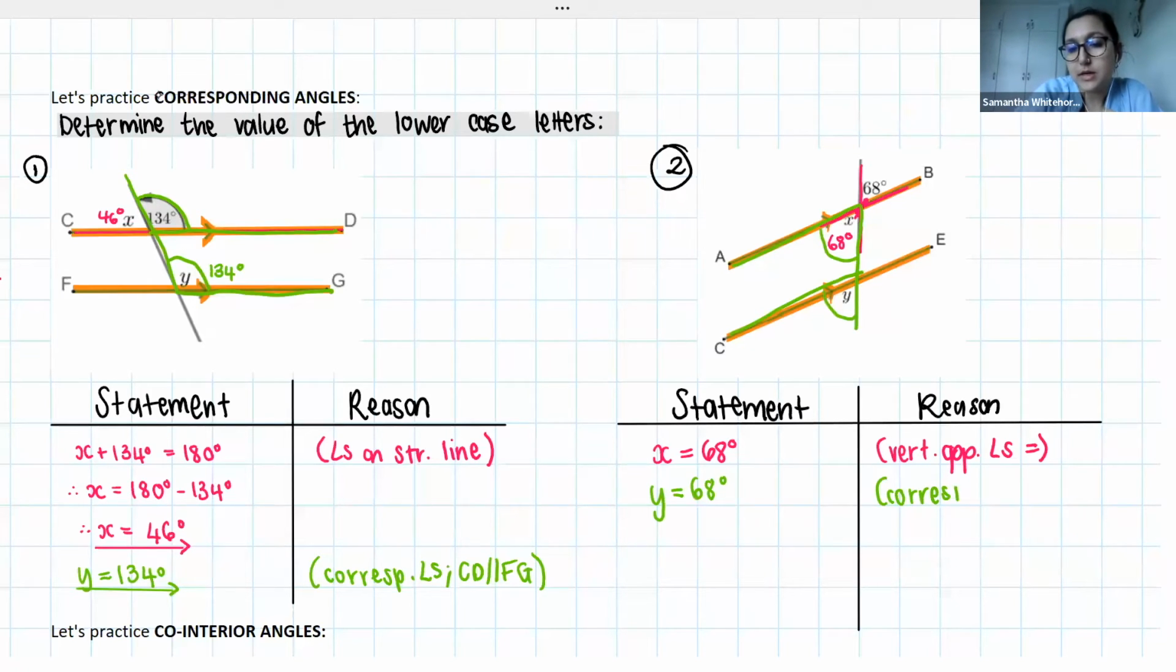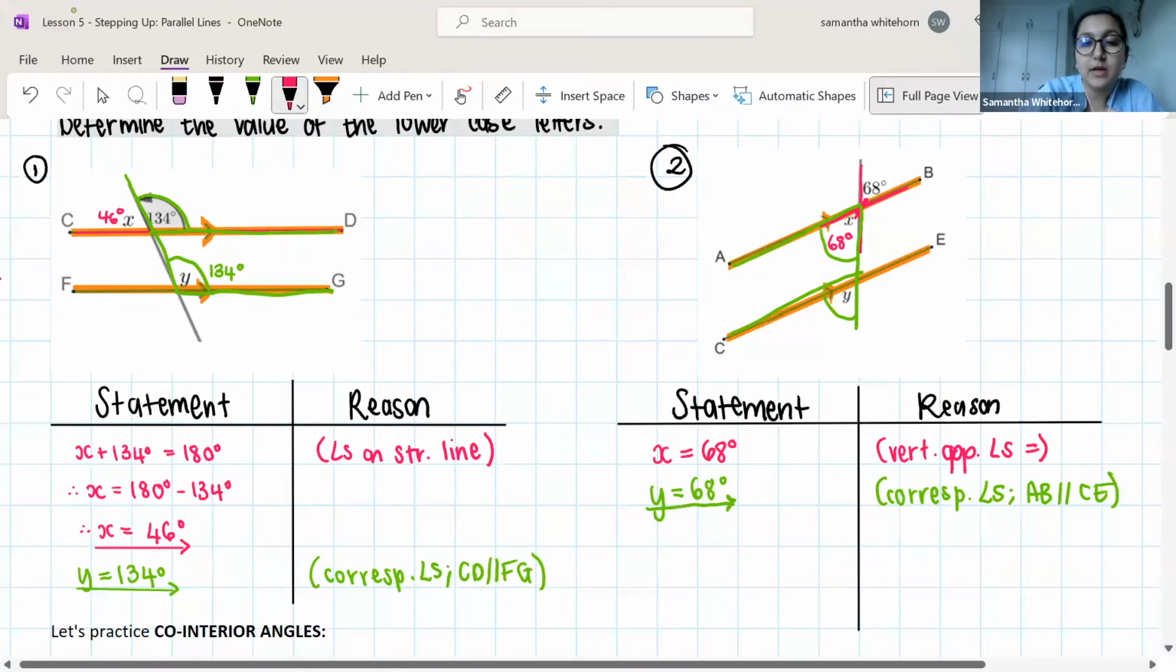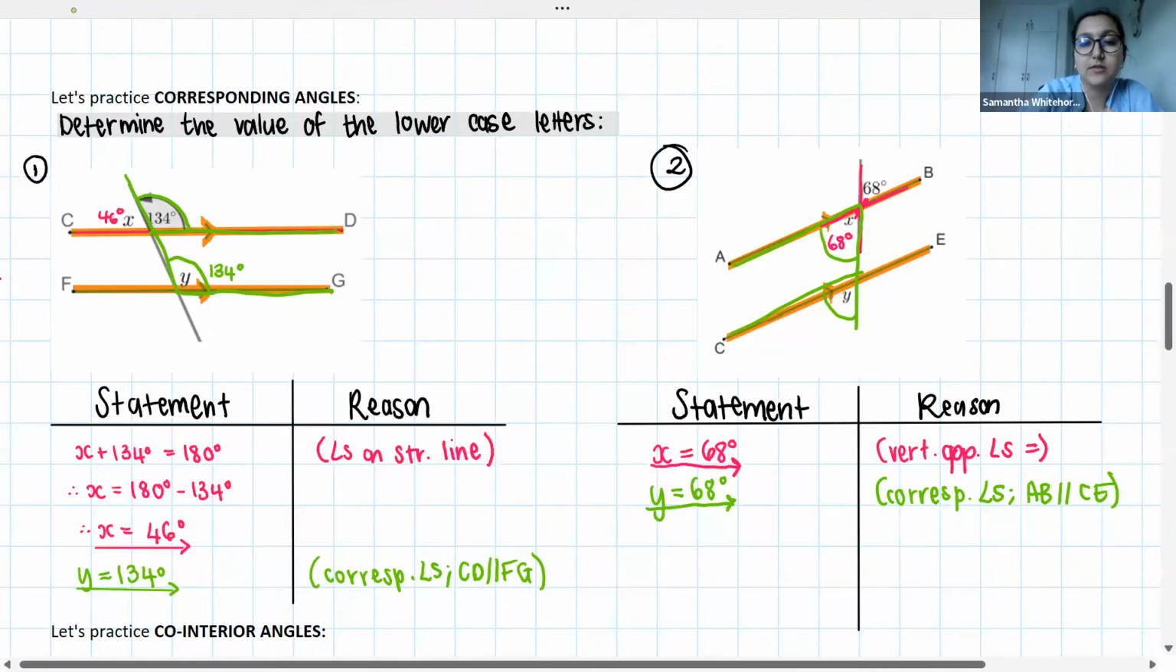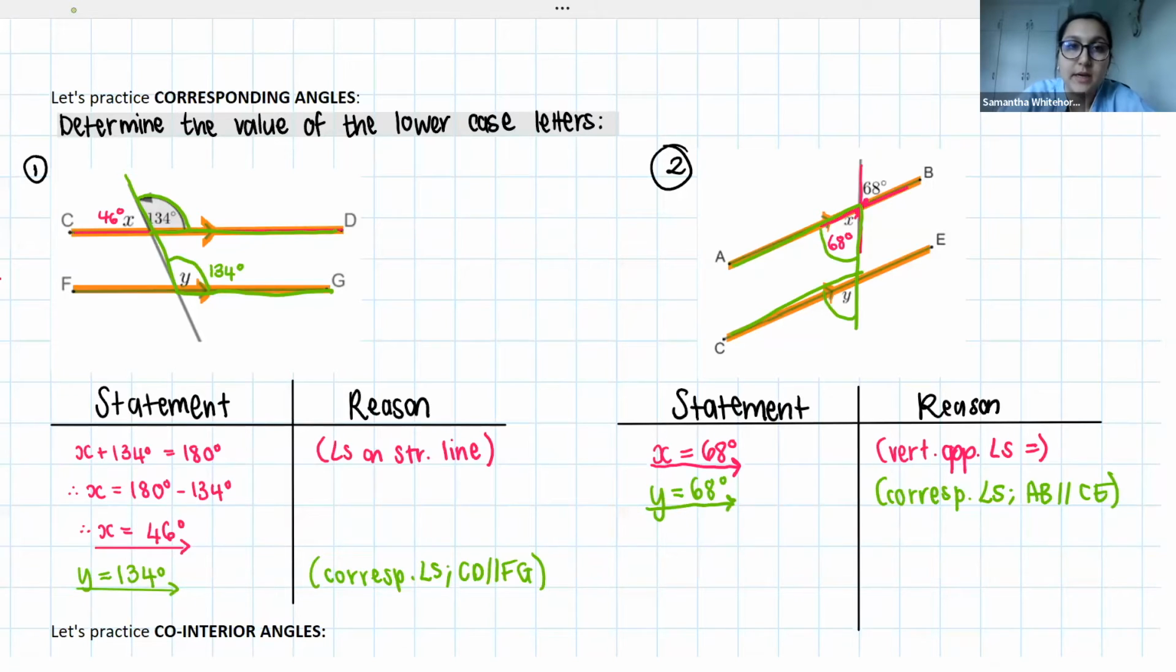Again, you're using a reason that involves parallel lines, so you have to state the fact that AB is parallel to CE. And that's it, guys. In this question, there was absolutely no working out required. Unlike question 1, where we had to do the working out to find X, there was no working out required here. We literally just use our reasons correctly and we get our answers.